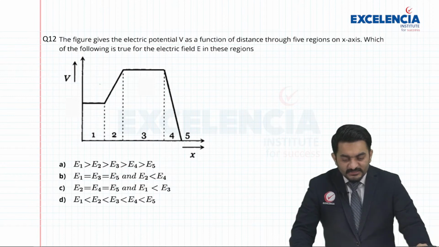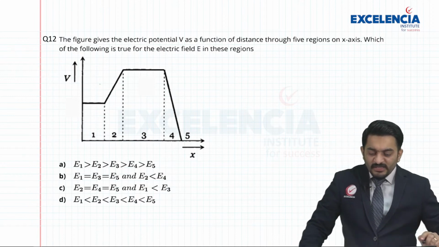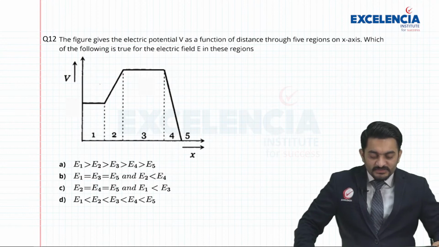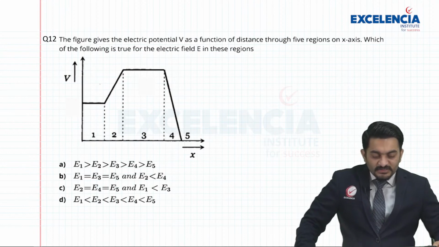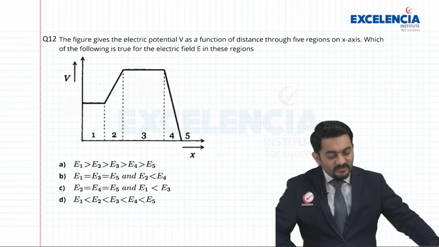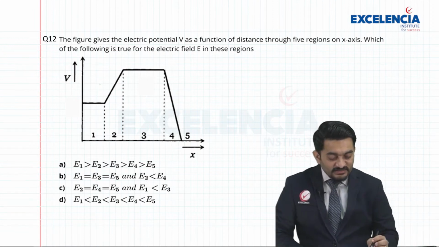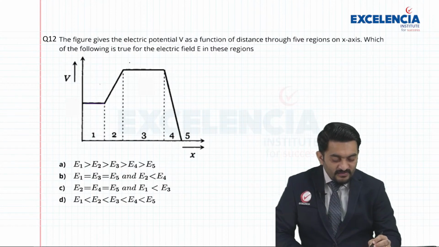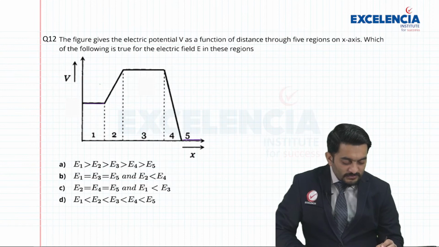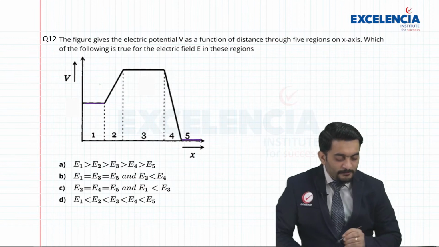The next question says, the figure gives the electric potential V as a function of distance through 5 regions on the x-axis. Which of the following is true for the electric field E in these regions? You can see the graph has been given for region 1, region 2, region 3, and region 4 and 5 also.